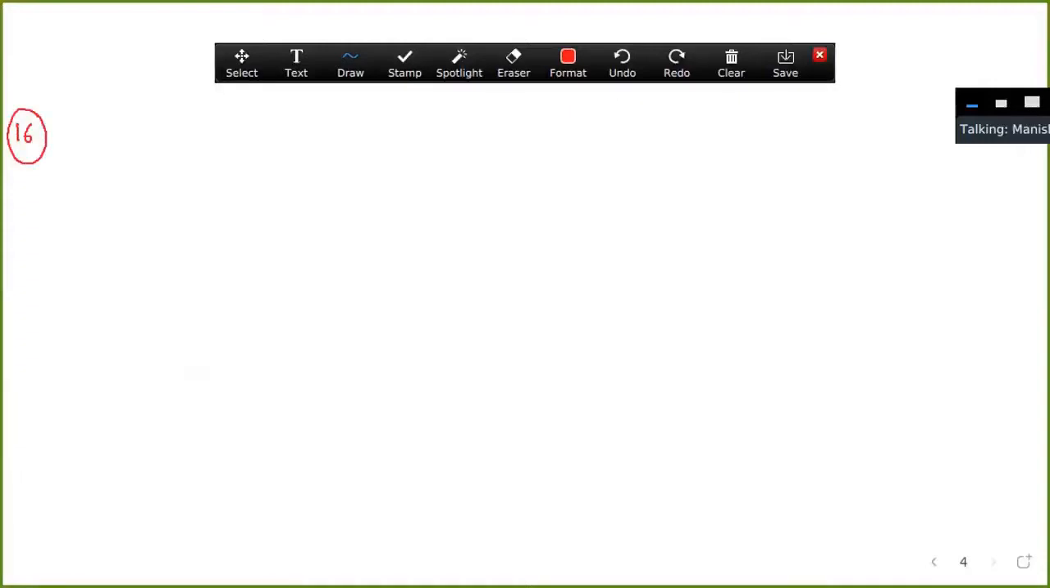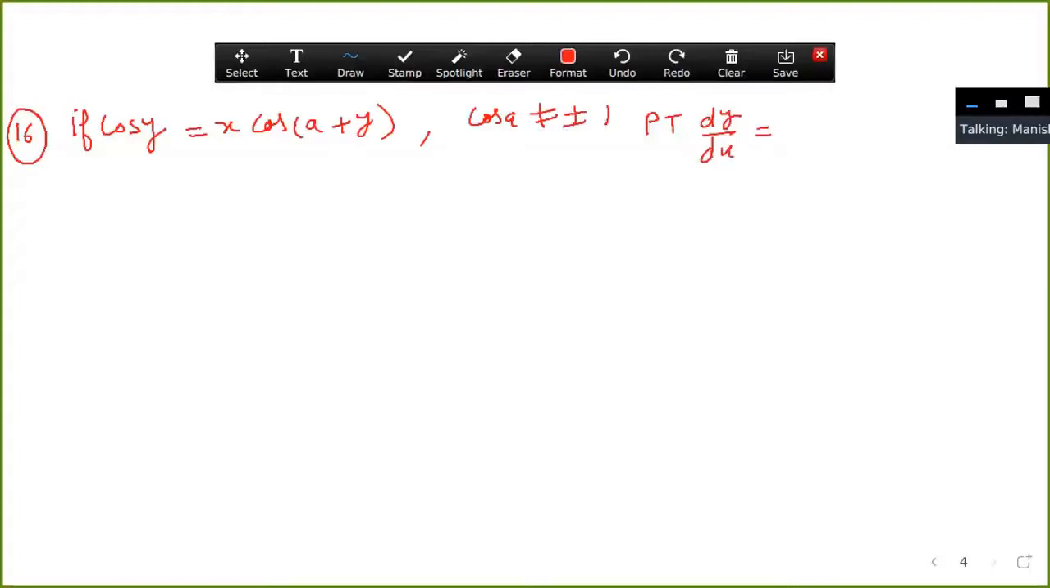Question number 16 is: if cos y is equal to x cos(a plus y) with cos a not equal to plus minus 1. The condition is given, cos a is not equal to plus minus 1. You have to prove that dy upon dx is equal to cos square (a plus y) upon sin a.